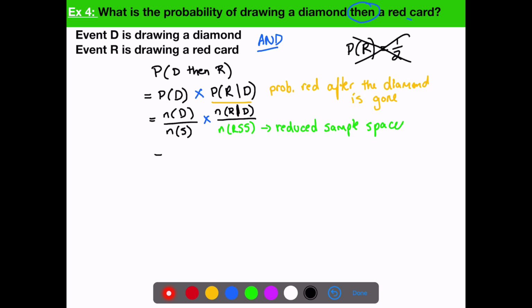Okay, so now we're just substituting our numbers. Number of diamonds in the deck is 13. Number of total cards is 52. Number of red cards that are left, well, one of the reds is gone. Diamonds are all red. So there was 26, now there's 25, out of how many cards are left in the deck? 51. Okay, then we go through and punch that into our calculators and find the answer. So we go 13 over, we're going to use our fraction button on our calculators.